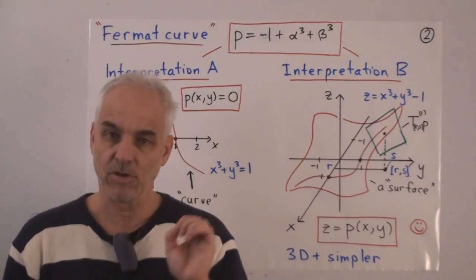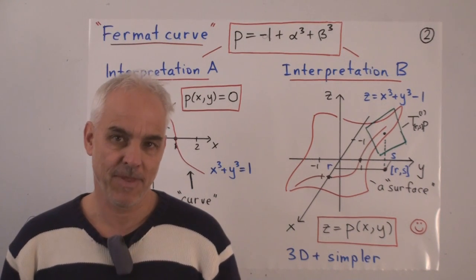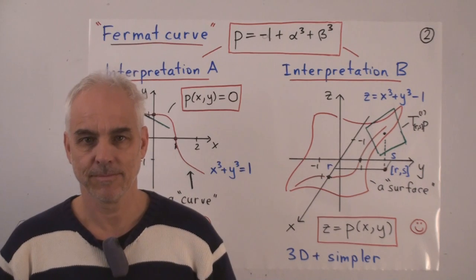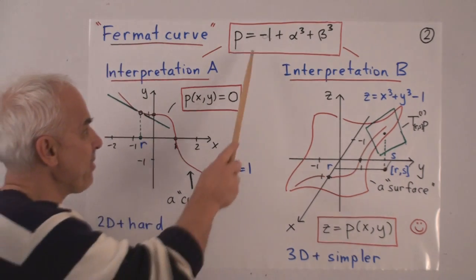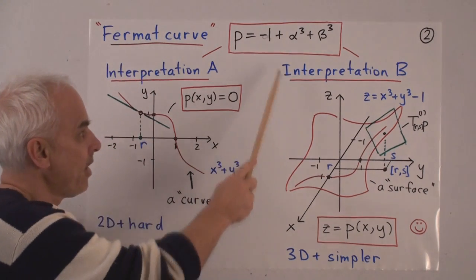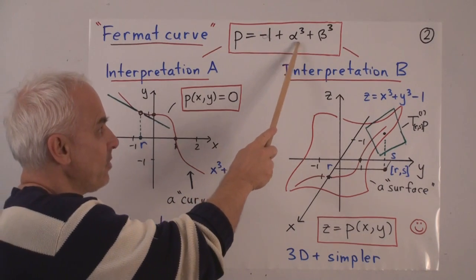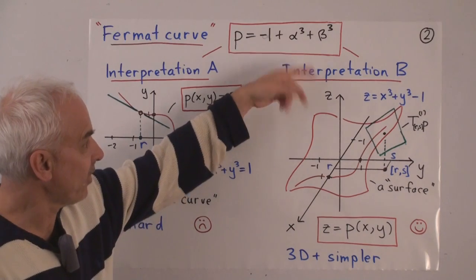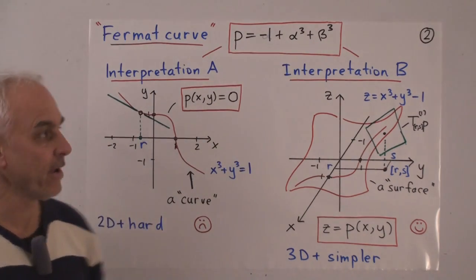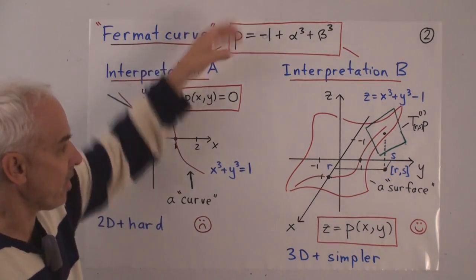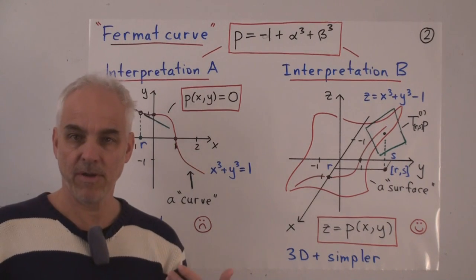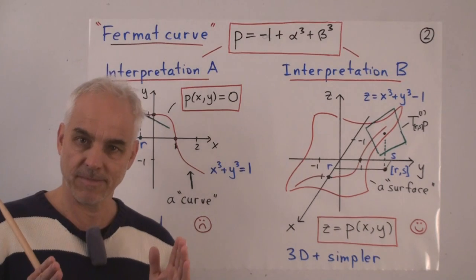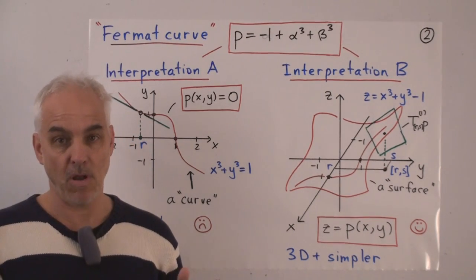So let's start by having a look at the Fermat curve. X cubed plus y cubed equals 1. The associated bipoly number is this one here, minus 1 plus alpha cubed plus beta cubed, where alpha is playing the role of x and beta is playing the role of y. So this fits into our polynumber framework, which is a very explicit and computationally simple way of dealing with polynomials.